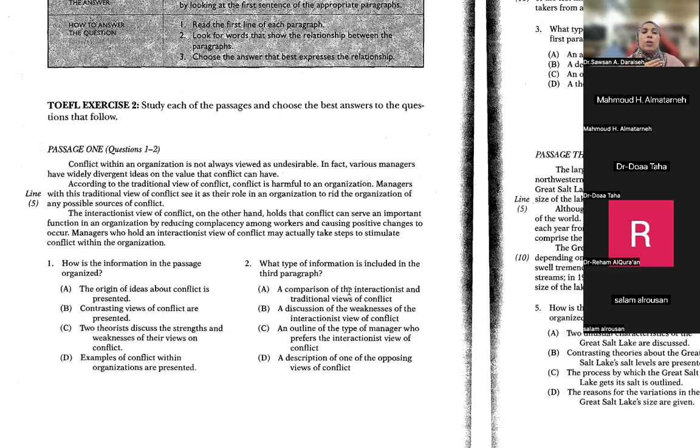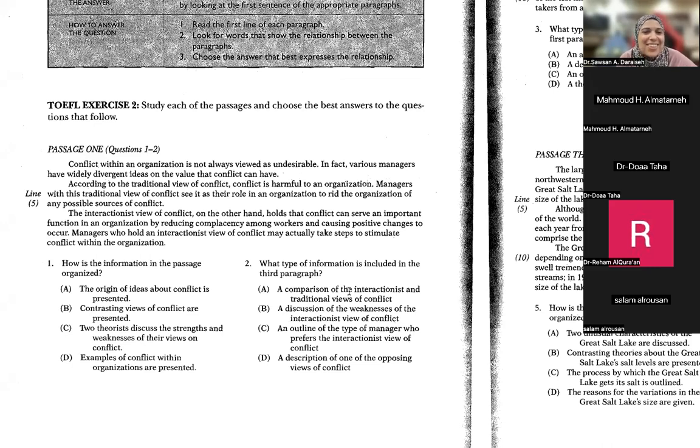Managers who hold an interactionist view. That's me. I hold an interactionist view. I like it. Of conflict may actually take steps to stimulate conflict. Oh my God, but I wouldn't stimulate conflict. Stimulate is like to create conditions where conflict can take place within the organization. Okay? Got it, guys? So I hope that this paragraph was one that you enjoyed, because I enjoyed it. Did you enjoy it like I did?